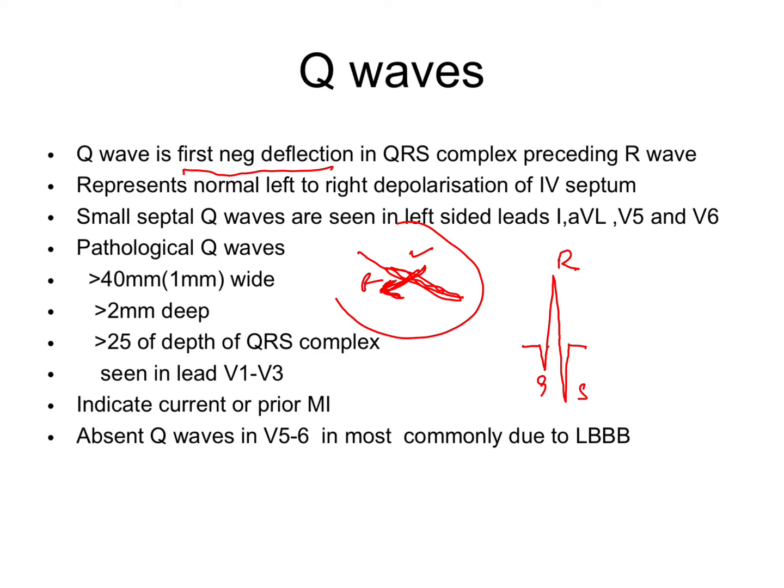Small septal Q waves are seen in the left sided leads, that is lead 1, aVL, V5, V6. So we will get small Q waves in lead 1, aVL, V5 and V6. When do we say that the ECG is showing a pathological Q wave?